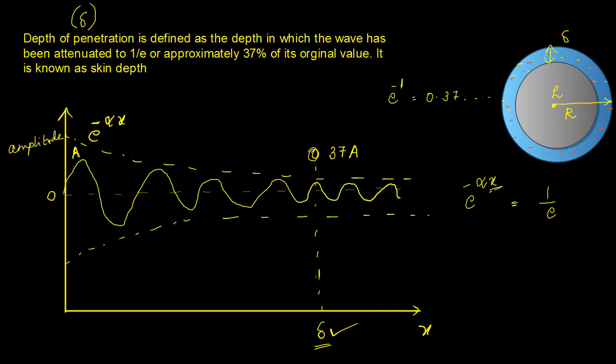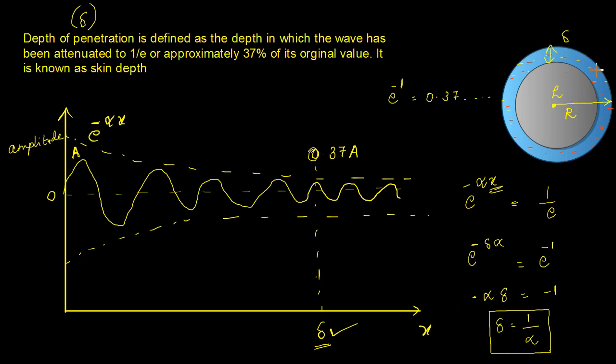So we can replace this x with delta. So this becomes e power minus alpha delta, which is equal to e power minus 1. Both are base e, so we can equate: alpha delta equals 1. So delta is 1 by alpha. So skin depth is inversely proportional to the constant alpha.